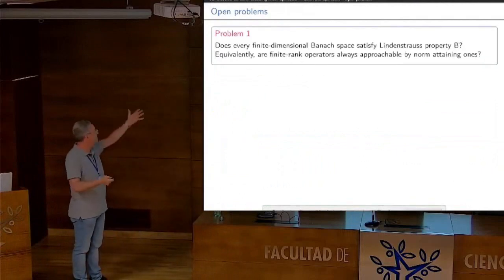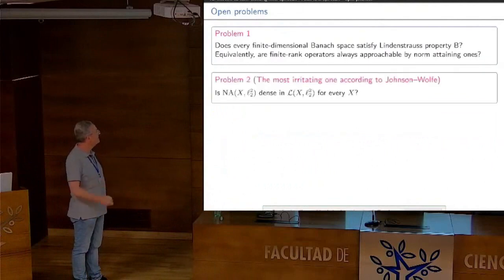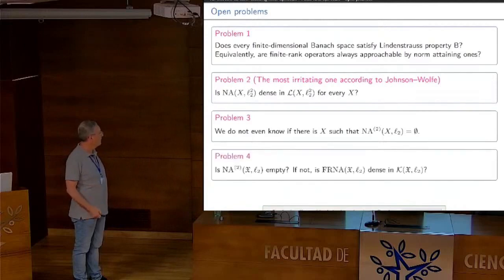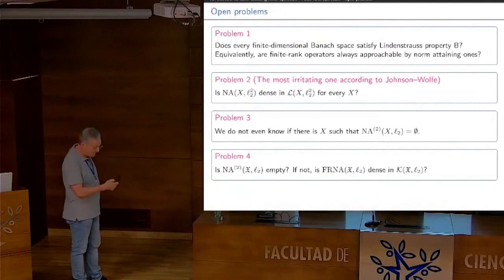The main one is whether every finite dimensional Banach space satisfies linear zero property B, or for L22, that we don't know, or even whether this set can be empty for some X. Or why not, try to prove it for this space, because this is the candidate we have. By now, we don't have any other candidate to be a counterexample.